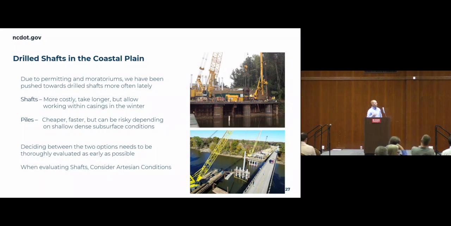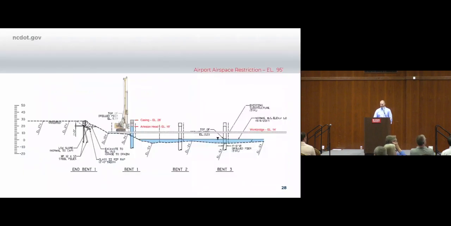So getting into what I was going to be talking about, when we do end up deciding to go with drilled shafts, we need to be aware of this, and this has kind of come to light here lately on some of these projects. It's not the first time we know about it, but it seems like it's been more of a concern lately: artesian conditions. So we've been running into that, and it's caused us some problems on some recent projects.